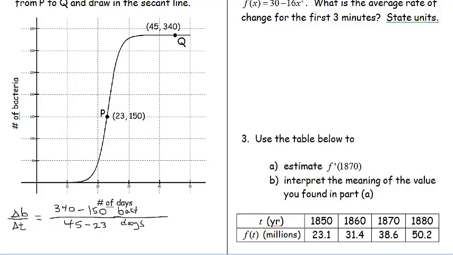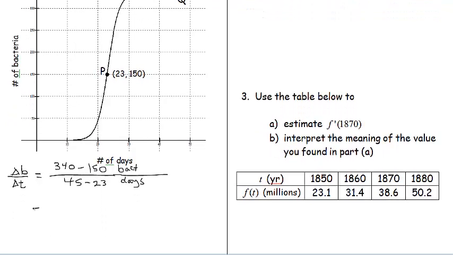All right, and performing the necessary calculations, the rate of change is 190 over 22 bacteria per day. All right, and I would attempt to draw the secant line through these two. However, I don't have a straight edge that I can use with this, but I think you can see the average rate of change is represented by the secant line if you were to draw it in. All right, problem number 2.